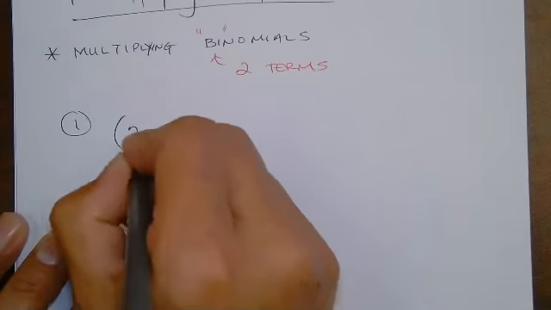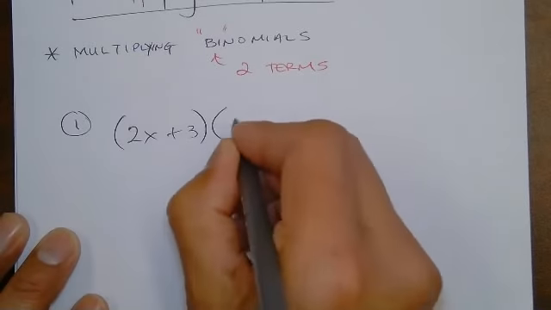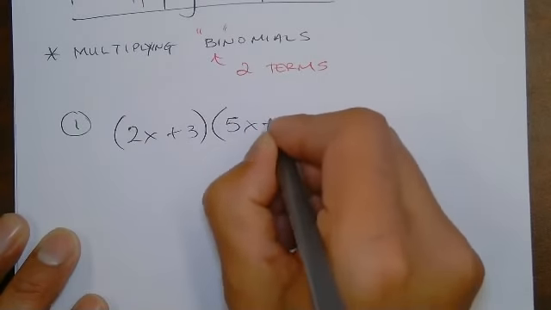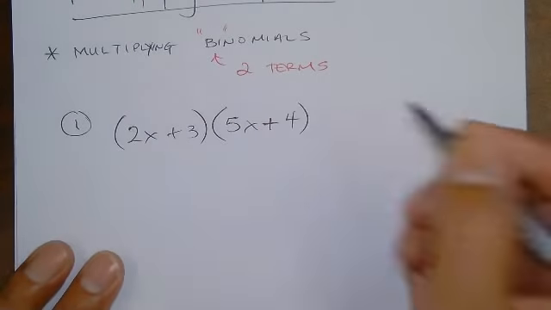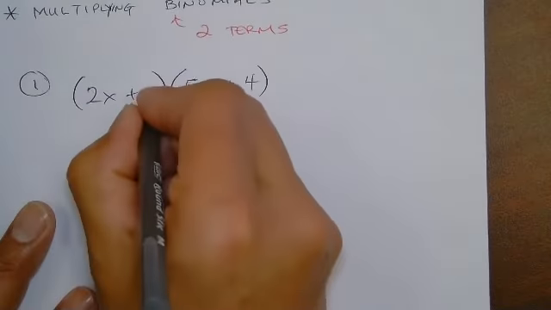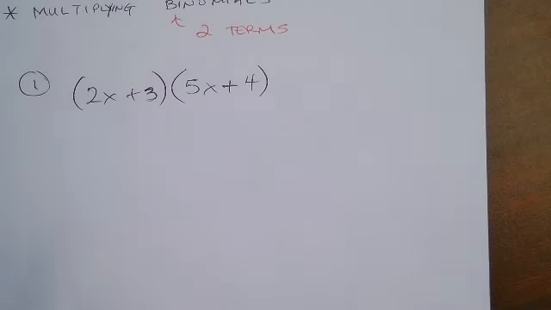Number one, what if I have 2x plus 3 times 5x plus, I don't know, 4? Anybody seen that before? Has anybody ever seen that before? No? You have, Dean? Yesterday? No. We have seen this? Okay, I'm going to tell you how I want you to do it.